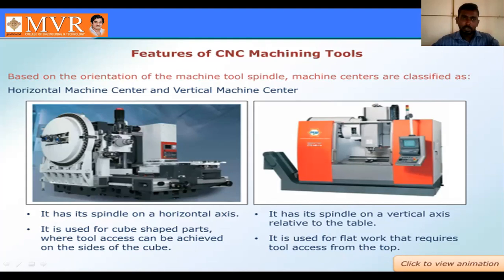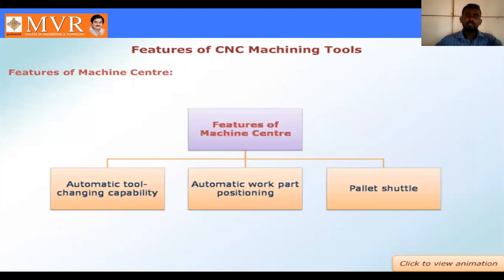See here, another topic. The features of CNC machine tools generally fall into three types. The first one is automatic tool changing capability, the second one is automatic work part positioning, the third one is pallet shuttle. These are the features of machine centers. The first one is automatic tool changing.